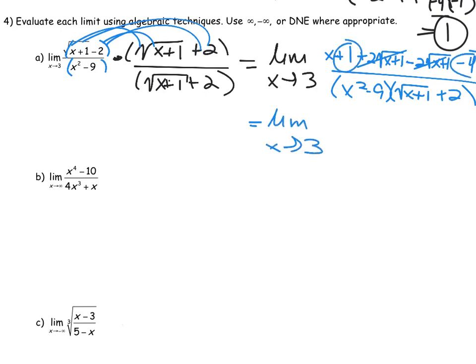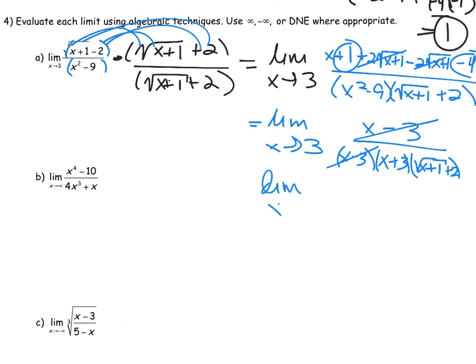And now I'm going to rewrite this as the limit as x approaches 3. We can simplify here. This is going to be x minus 3 all over. I can factor the bottom. I'm not going to double distribute, but I can factor the bottom. We have that plus 2 as x minus 3 and x plus 3. So you'll notice that these cancel. And now I'm left with the limit as x approaches 3 of 1 over x plus 3 times the square root of x plus 1 plus 2.